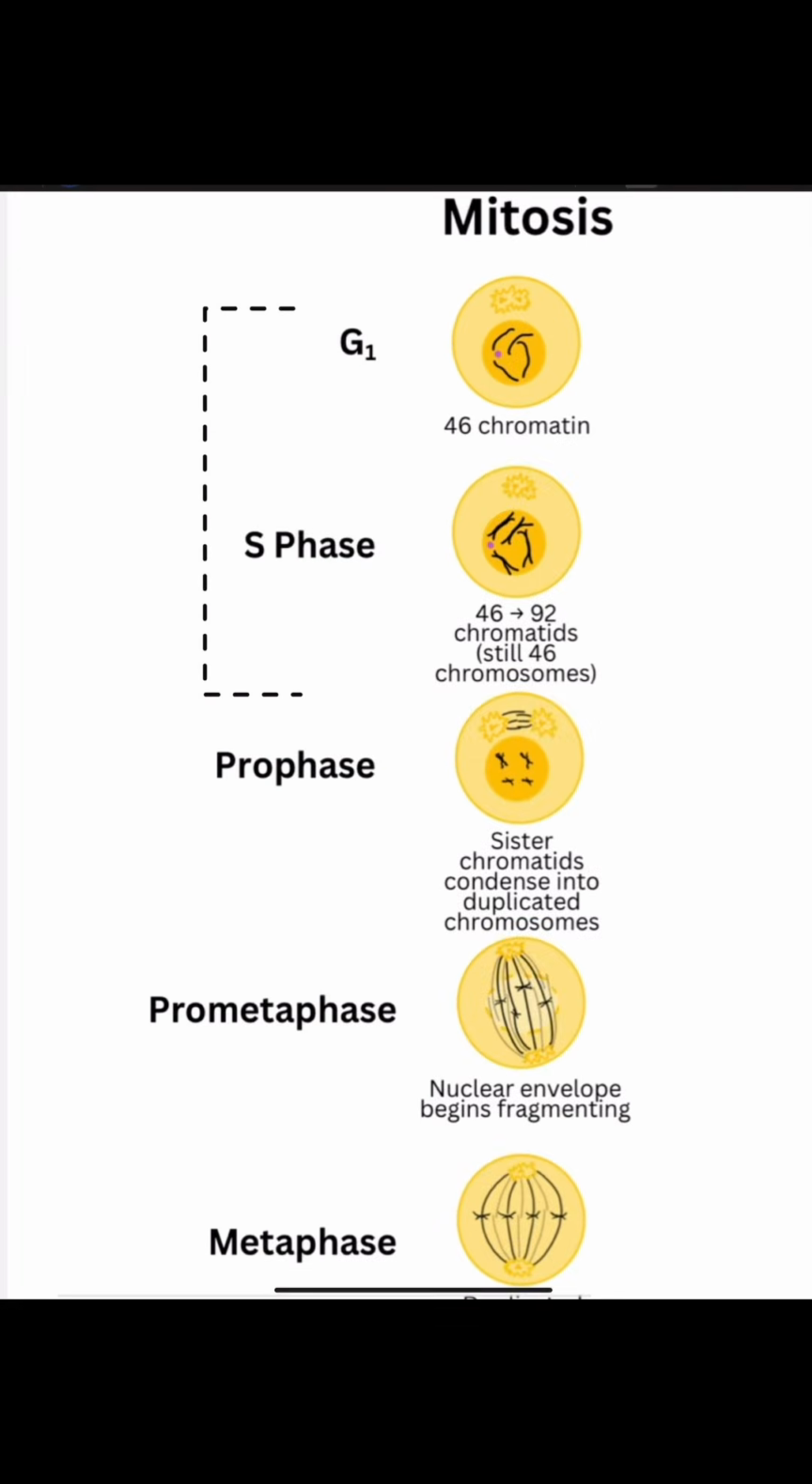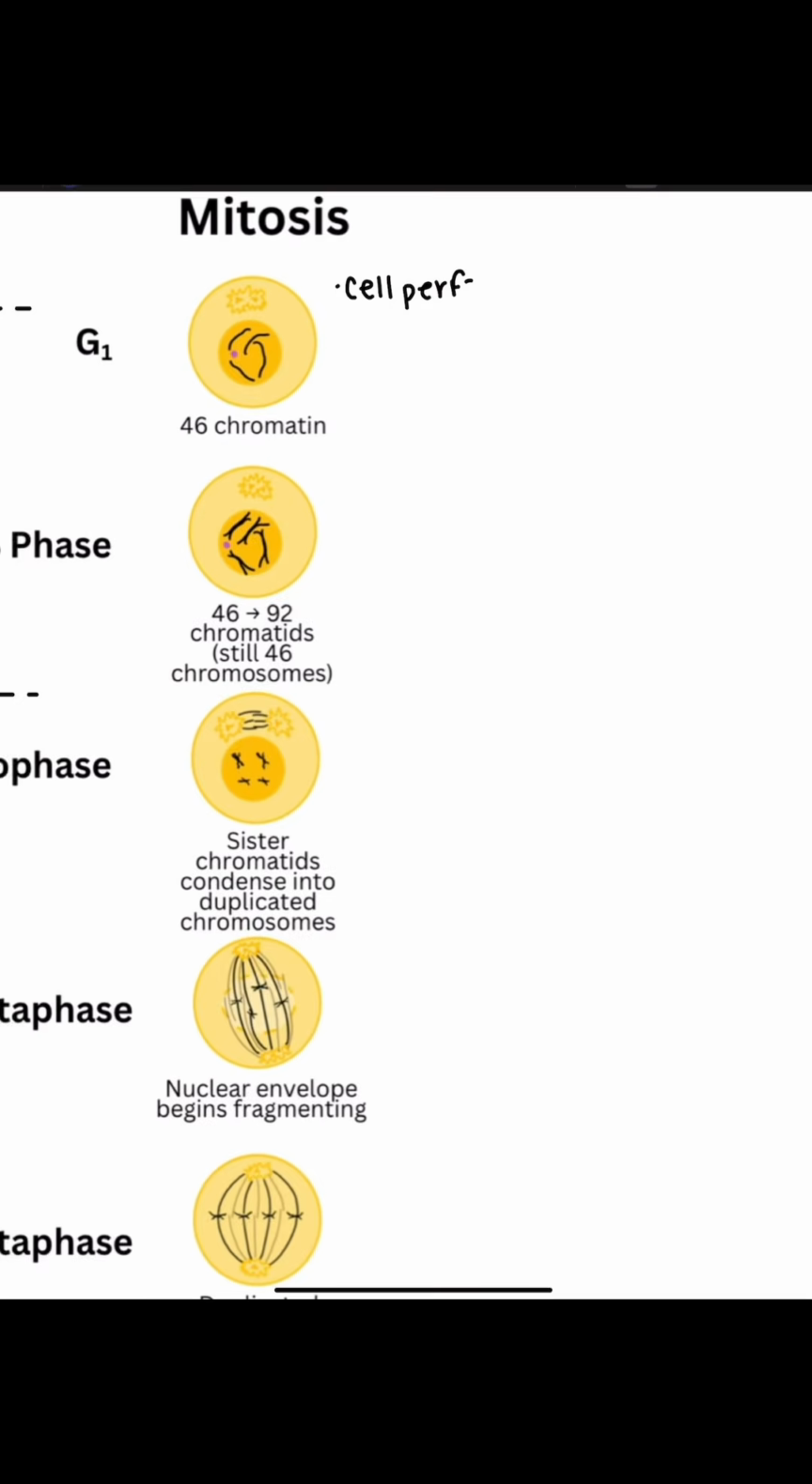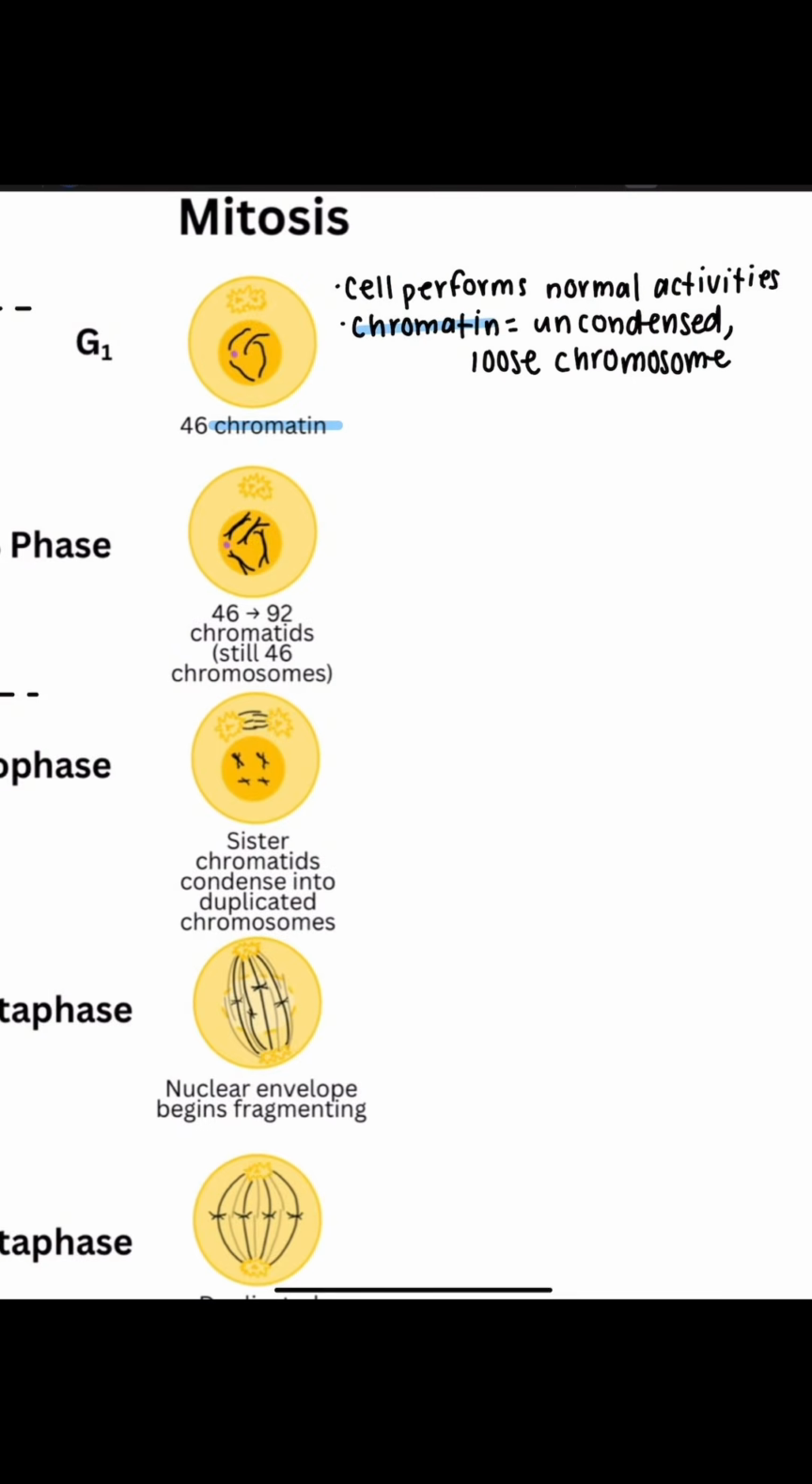Mitosis begins in interphase and has a total of three subphases. It starts with G1, and during G1, the cell is living its normal life, doing all of the things a typical cell does. Inside of the nucleus, we have 46 chromatin. Chromatin is going to refer to uncondensed and loose chromosomes, and they look like these thin threads.